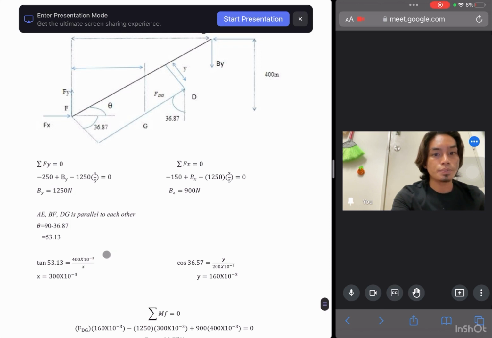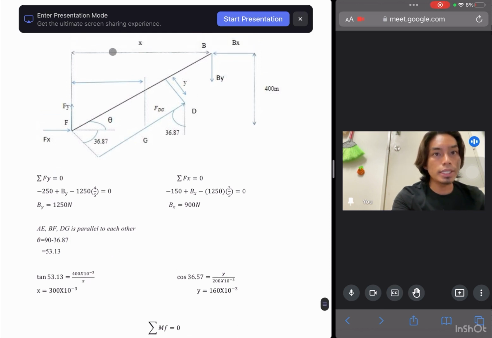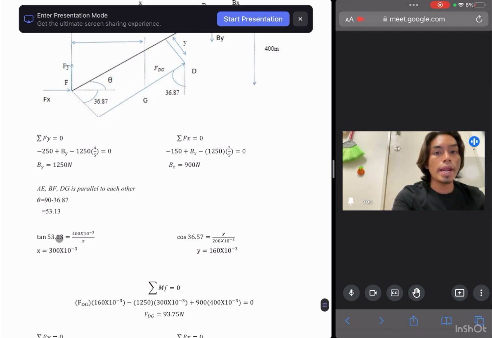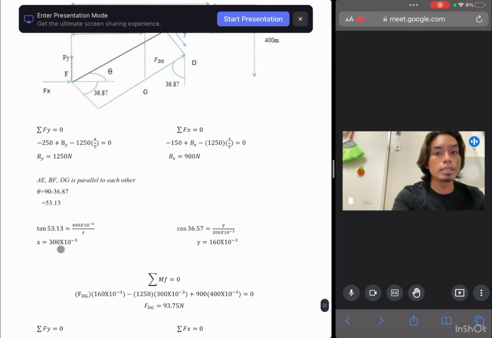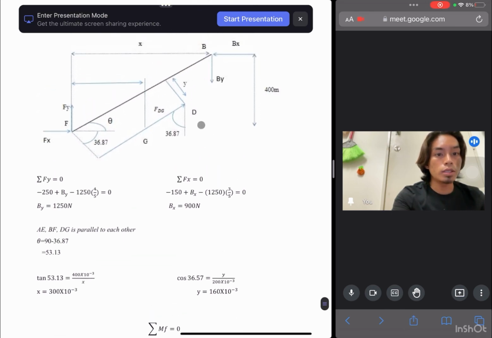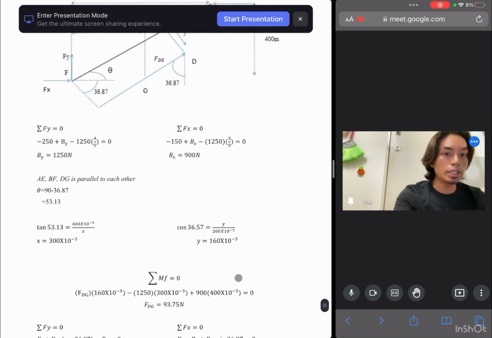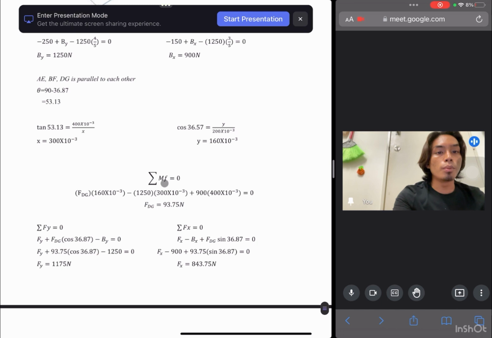After that we must find this x and this y, so we must use the formula for sin, cos, tan. So for x we use the tan formula, tan 53.13 equal to 400 times 10 power of negative 3 over x, so we can get 300. So for this y, we use the cos formula, cos 36.87 equal to y over 200 times 10 power of negative 3. So for y we get 160.